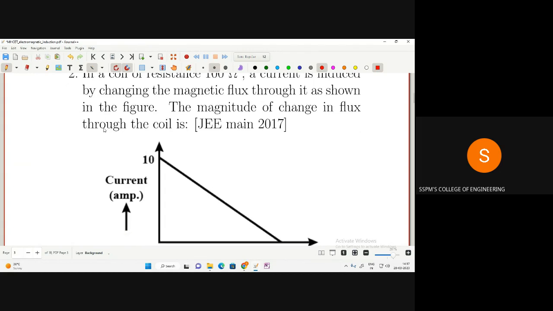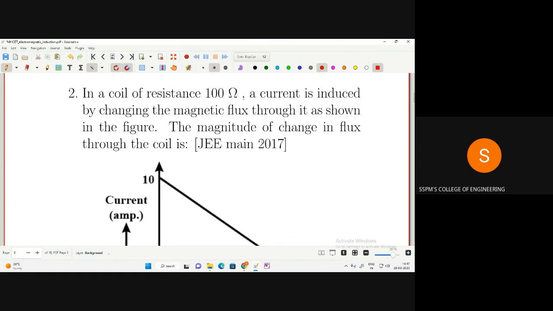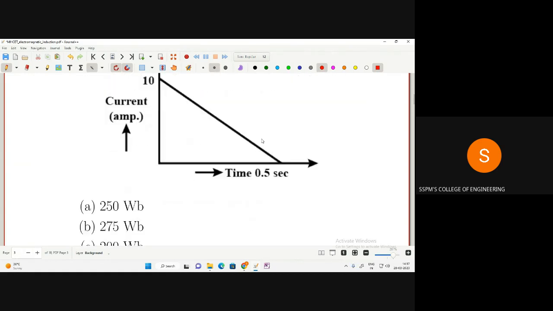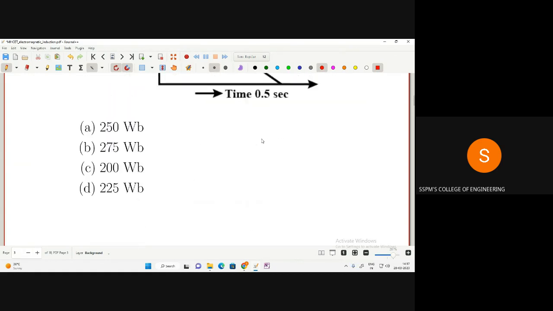That we have to find the change of flux. So how can it be solved? Let us solve for the magnitude of EMF as discussed in the previous example. The magnitude of EMF is equal to the rate of change of flux, d phi by dt, where phi is the magnetic flux and E is the EMF.